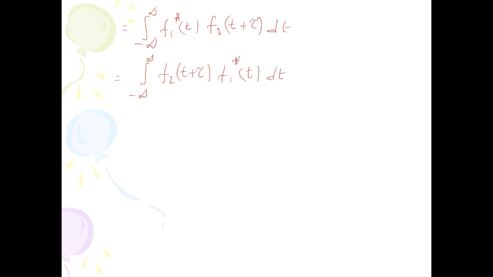So this is equal to the integral from minus infinity to plus infinity of f1 star of t, f2 of t plus tau dt, since the star is taken and cancelled. So this is equal to the integral from minus infinity to plus infinity of f2 of t plus tau and f1 star of t dt. So this can be written as R21 star of minus tau. So R12 of tau is equal to R21 star of minus tau. The cross correlation function for any signals exhibits conjugate symmetry.